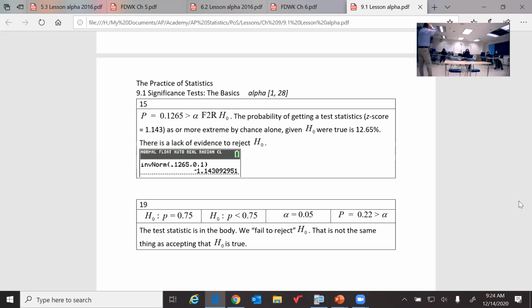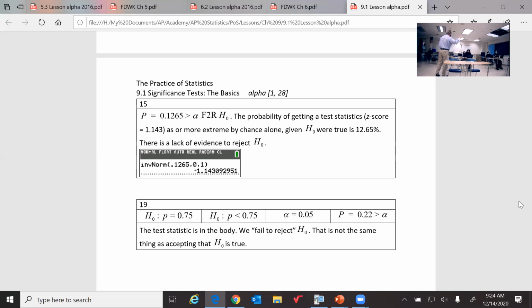What is this? Seriously, you know what this is? F2R. F2R. We're going to fail to reject the null. You never accept the null. You either reject it or you fail to reject it. You're covering your backside, hoping to avoid double negatives.